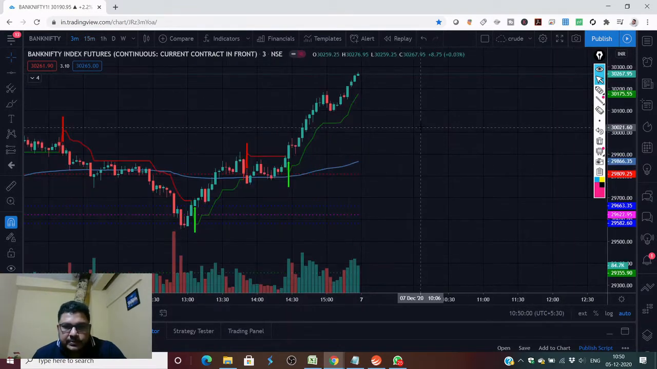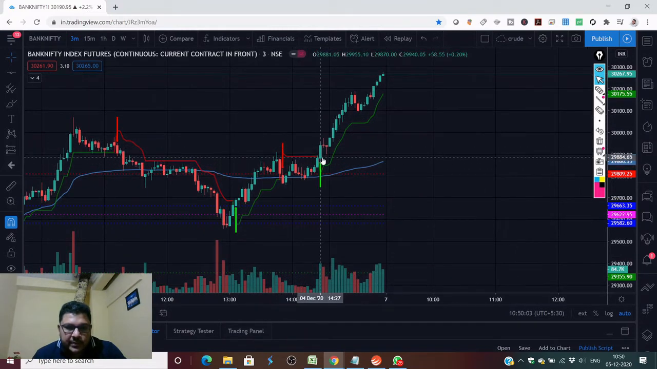And today let's look at the market on a 3-minute time frame. See the entry, see the move. So if you really want to buy and you have small capital, you buy basis this on Bank Nifty.